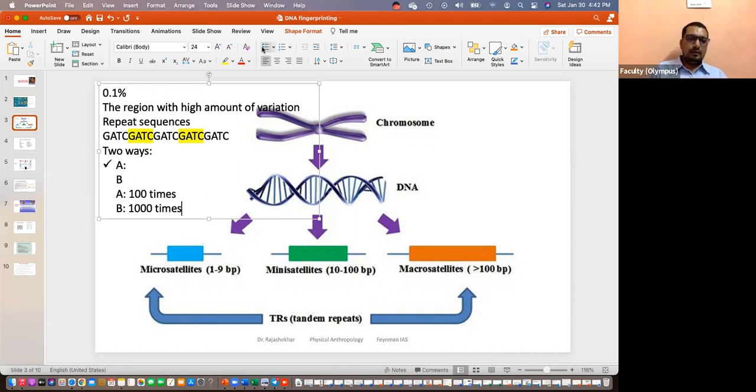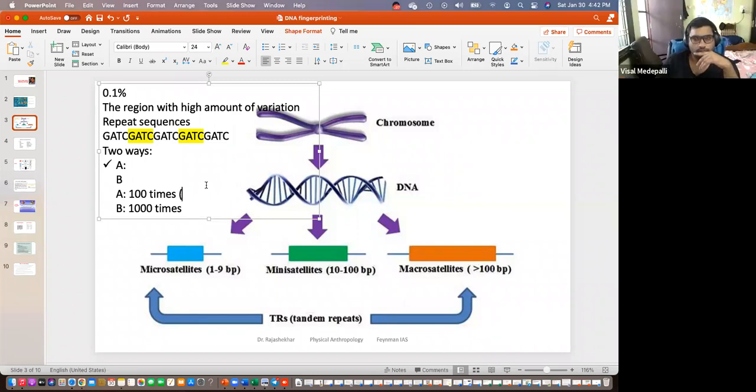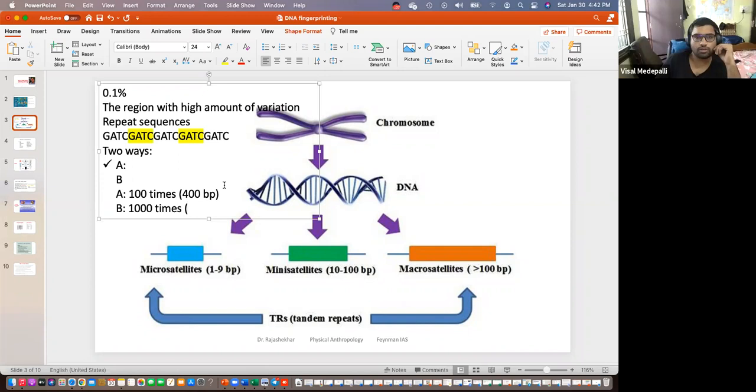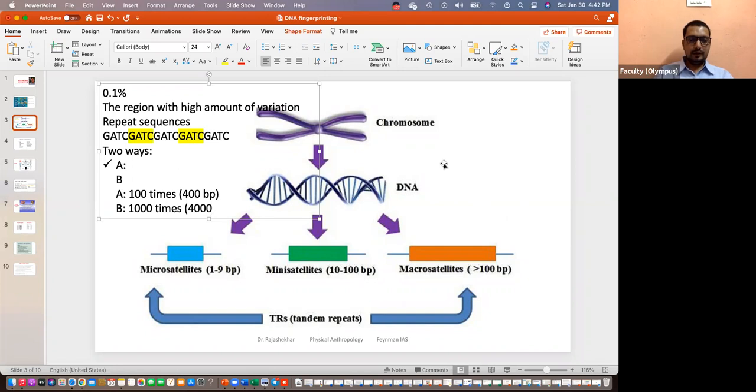Because when we say this GATC is repeated 100 times, what is the size of that fragment? Let's say you're only looking into the DNA fragment. The sequence is of 4 letters and it repeated 100 times. What is the length of that DNA fragment? 400 base pairs. Exactly, very good. But the same thing in person B, how big will that sequence be? 4,000. Correct, 4,000 base pairs. Because it's a 4-letter word repeated 1,000 times, so 4 into 1,000, 4,000 base pairs.